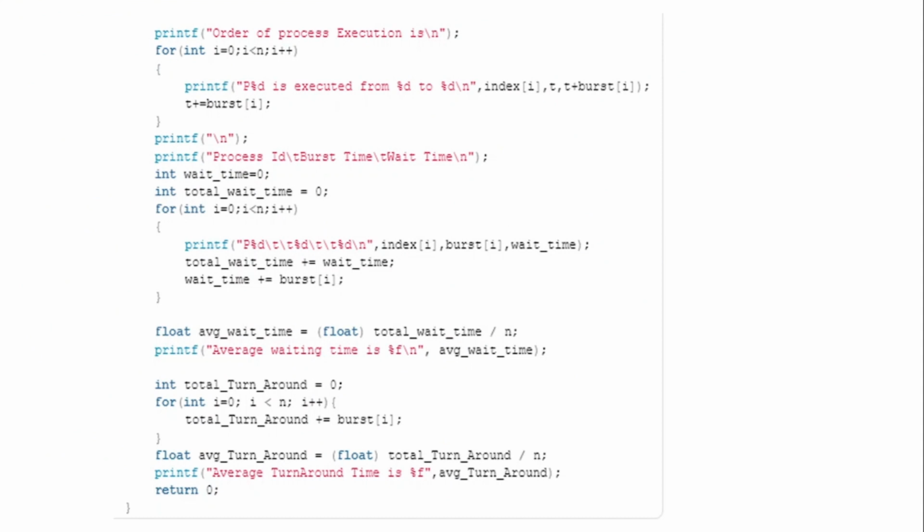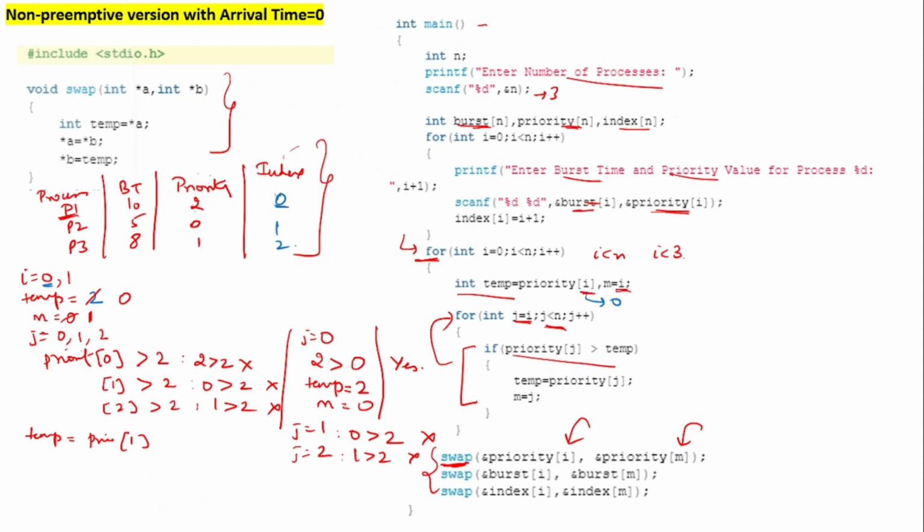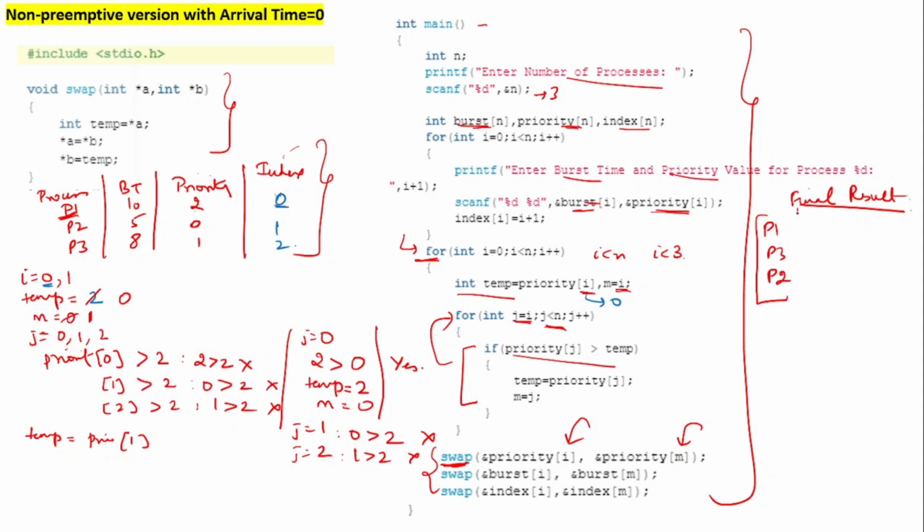Now finally comes the order of execution, that is, the order in which they would be executed. You can see here that the order of their execution would be p1, p3 and p2. The p1 comes first because it has the highest priority. So after completing all this, the final result would be p1, p3 and p2. Then I would have the burst time and the priority listed. The burst time of p1 is 10 and 2, the burst time of p3 is 8, 1, and the burst time of p2 is 5 and 0. Right? So basically what we did, we swapped p2 and p3.